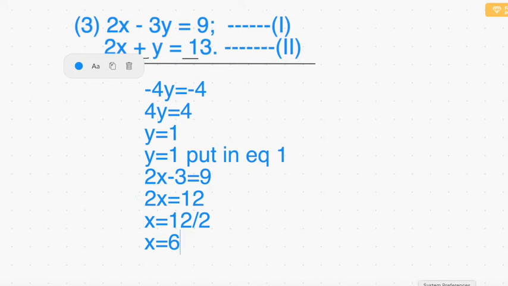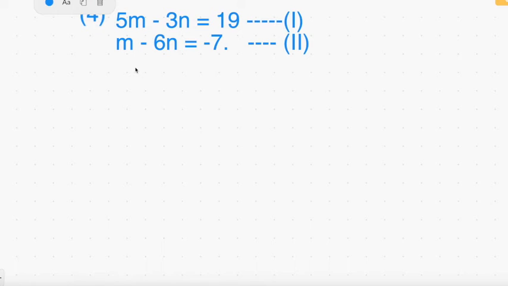Now let's move to the fourth one, the second problem from practice set 1.1 that we are trying. Here, if we see, we don't have anything common. So we have to multiply something first to make a common variable, either a 6n or the 5m. So let me try by multiplying equation 1 by 2. So at least I get a 6n, which is common.